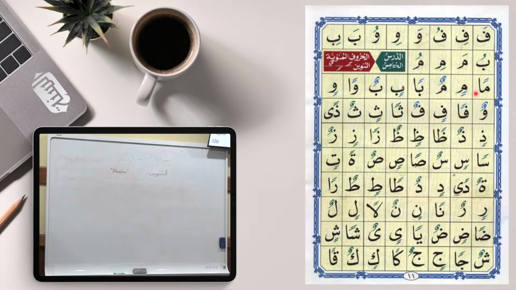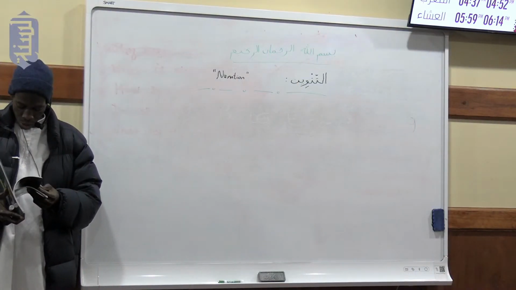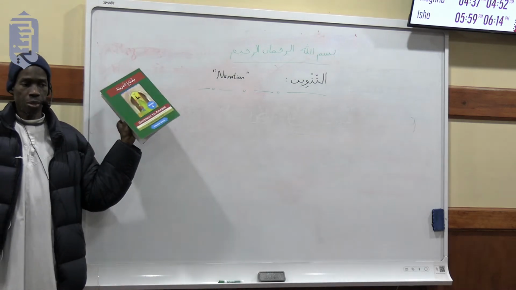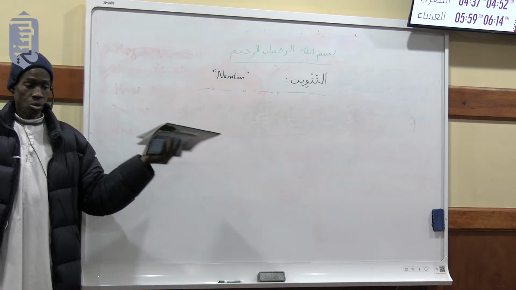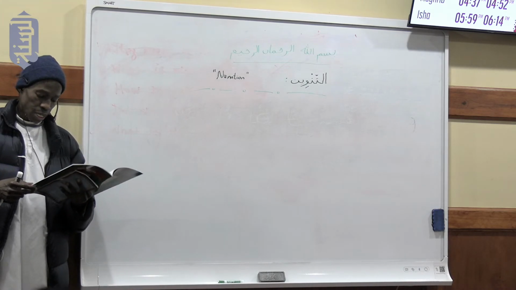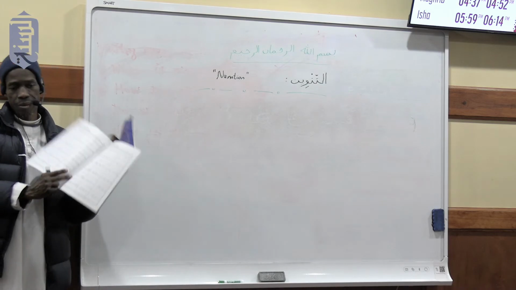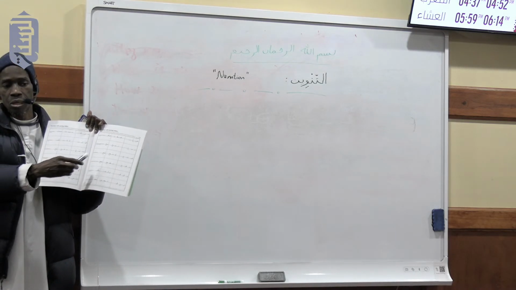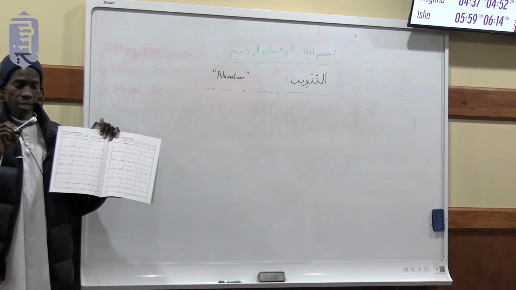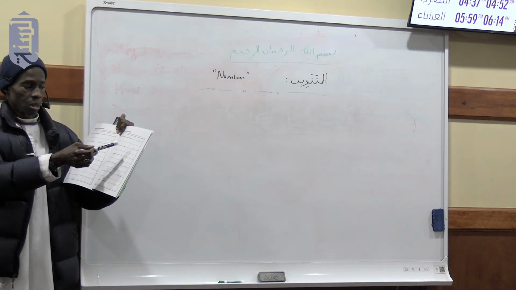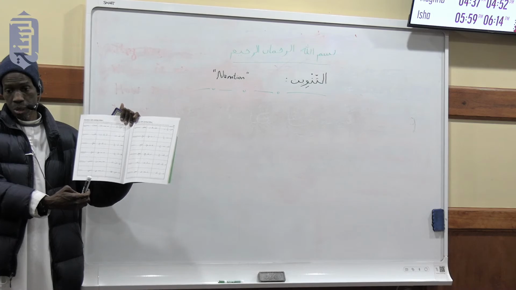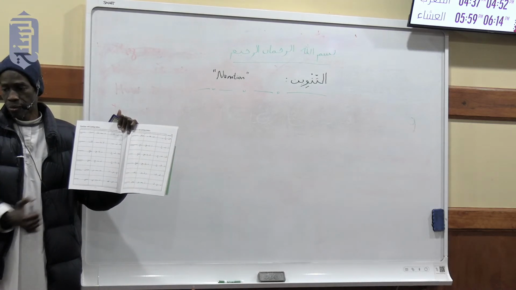Second homework is in the Gateway Book 1, page 36. If you don't have it, I know that the Dawah Center has more copies of it. So please get your copy from the Dawah Center, or you may find it online also. Page 36 and 37, just additional practice on all the vowels as well as joining the letters. So those are our homeworks for next lesson.